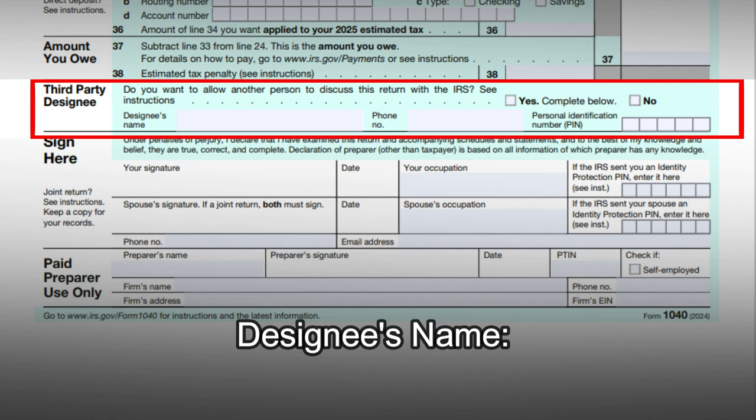Designee's name. If you ticked yes, enter the full name of the person you are designating as your third-party designee. This is the person who will be able to communicate with the IRS on your behalf. Phone number. Provide the phone number where the IRS can contact your designee. This ensures that the IRS can contact them if needed.